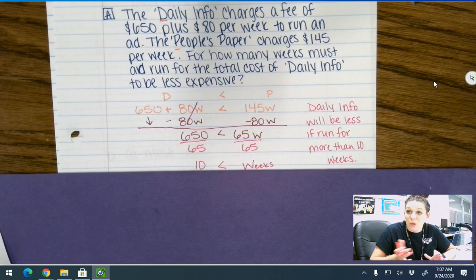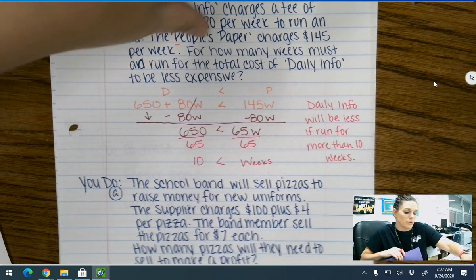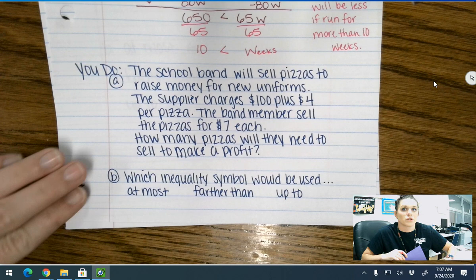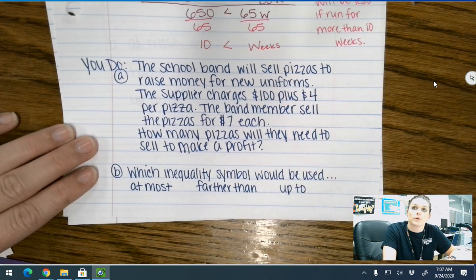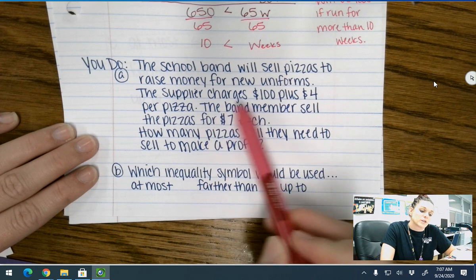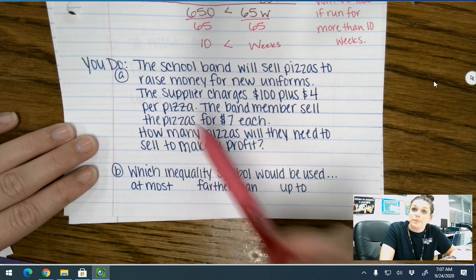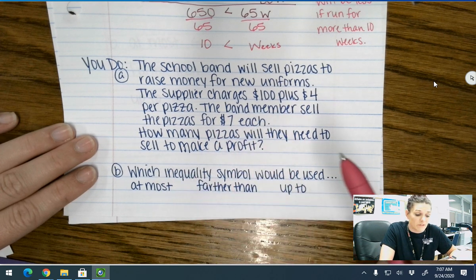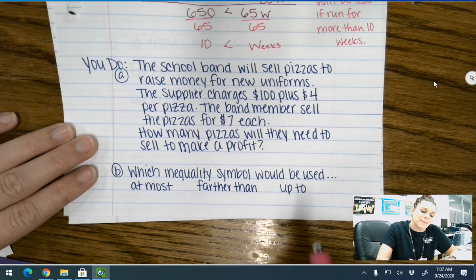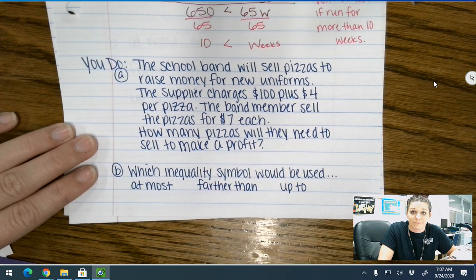Let's go ahead and have you try a couple. We have some you-dos for you. Here is our story. The school band is selling pizzas to raise money for the new uniforms. The supplier is going to charge $100 for using their service and then $4 for every pizza that they get. The band members are going to sell the pizzas for $7. How many pizzas are they going to need to sell in order to make a profit?